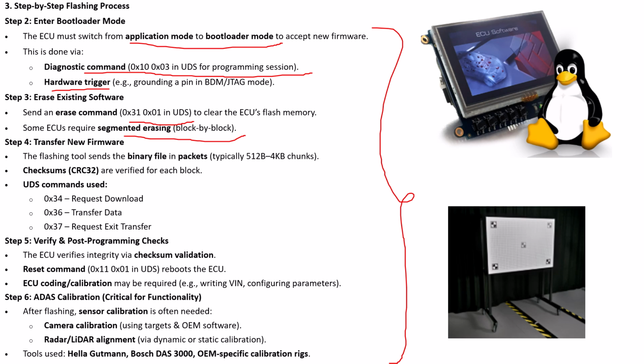Just like software is flashed chunk by chunk, sometimes it is erased also block by block or chunk by chunk. Next comes transferring the new firmware. The flashing tool sends the binary file in packets. Now this is something I touched upon in the previous video also. And next, checksums are verified for each block.